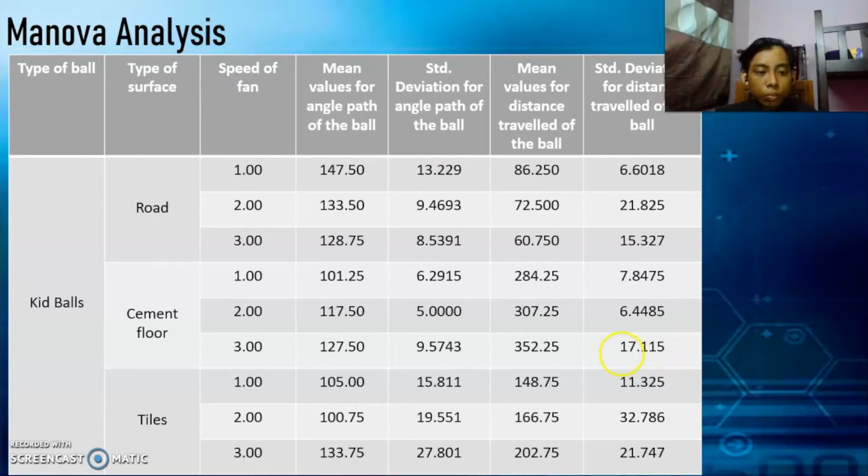Okay, lastly on the kickballs. On the kickballs, the higher mean value for angle path of the ball is 147.50. For the standard deviation it is 27.801. Okay, next we do on the distance traveled. The mean value that we get here, the higher value is 352.25. Okay, lastly, the standard deviation for distance traveled of the ball, the higher value is 32.786. Okay, thank you.